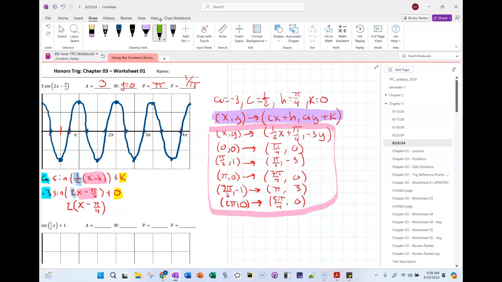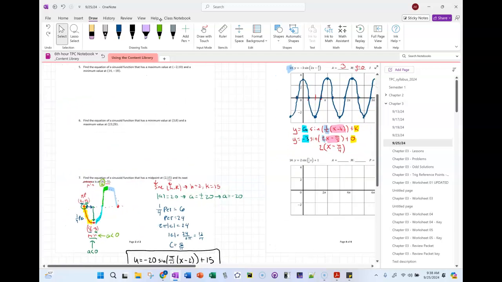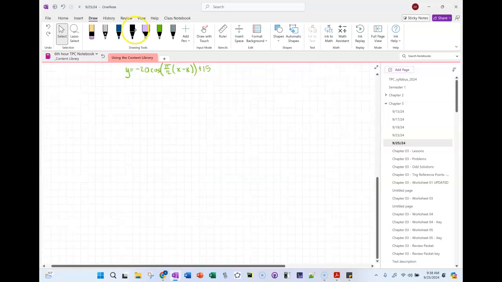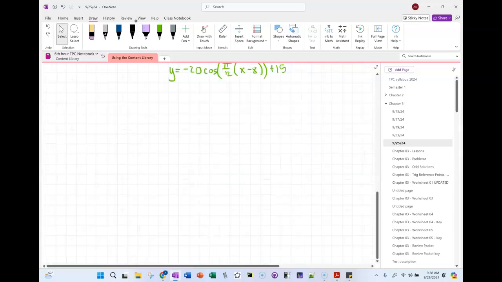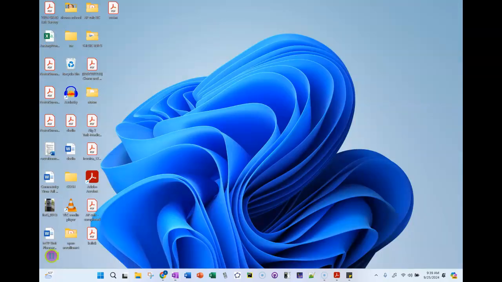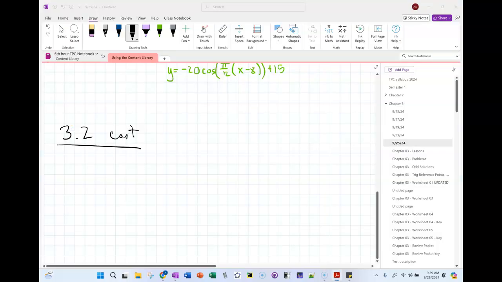All right. We're going to finish up chapter 3 today by talking about graphing tangent functions. This is the last part of chapter 3 that we're going to deal with.